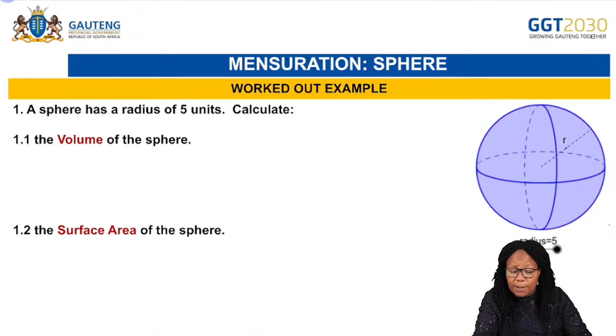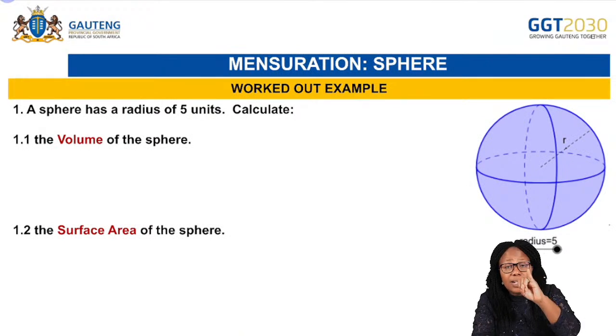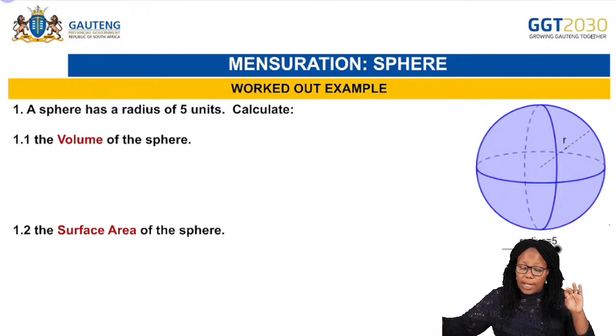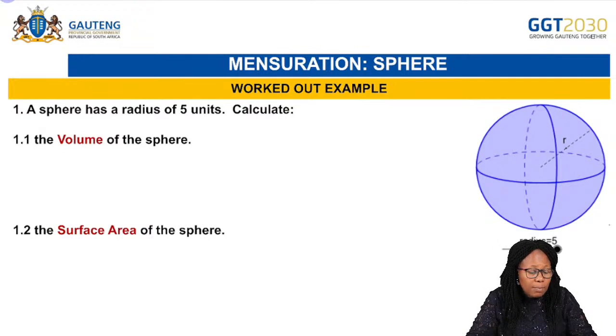Right, the next shape, remember we looked at the rectangular prism, we looked at the cone, we are looking at the sphere now, grade 12. We are looking at the sphere now. Okay, now that is the third shape that we are looking at under the mensuration. And let's look at this one now.